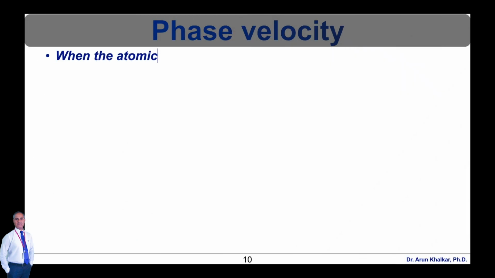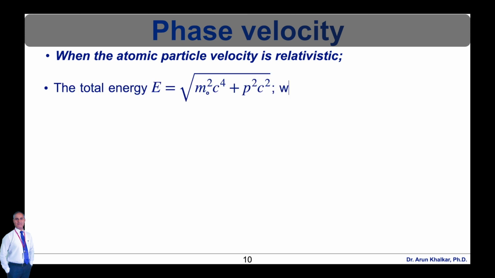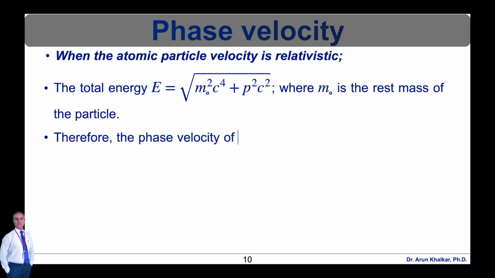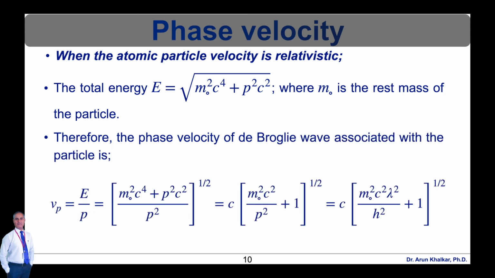Now let's see when the atomic particle velocity is relativistic. The total energy is equal to under root of m0 square c raised to 4 plus p square c square, where m0 is the rest mass of the particle. Therefore, the phase velocity of the de Broglie wave associated with the particle can be written as vp is equal to capital E upon p. By simply putting the value of E in this equation, we get m0 square c raised to 4 plus p square c square divided by p square, whole bracket raised to half.